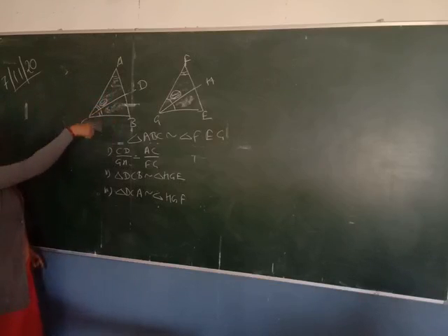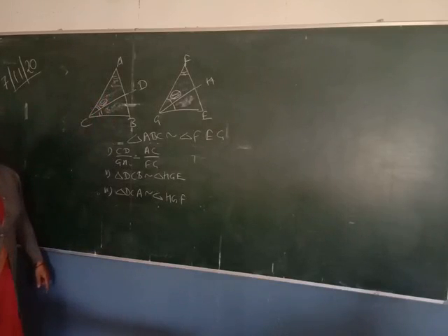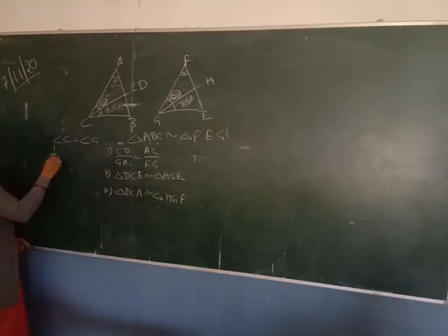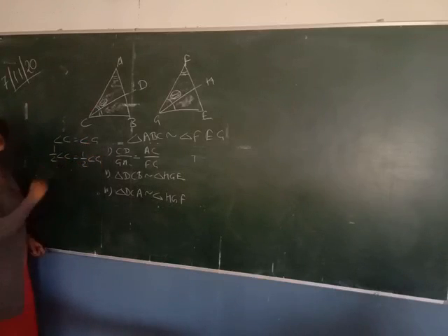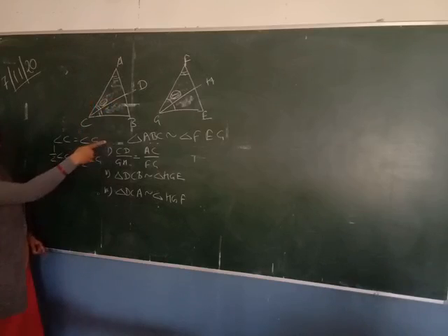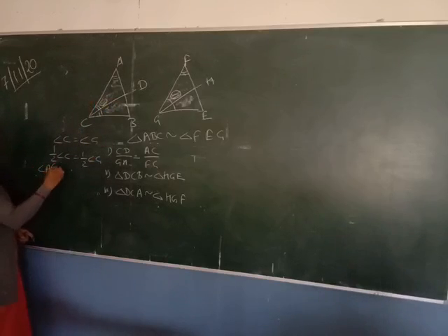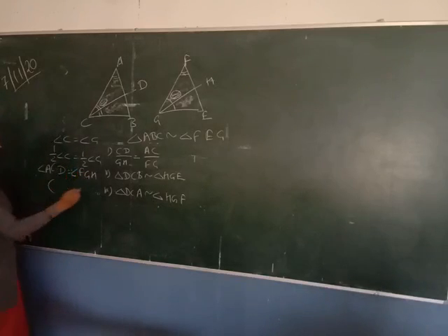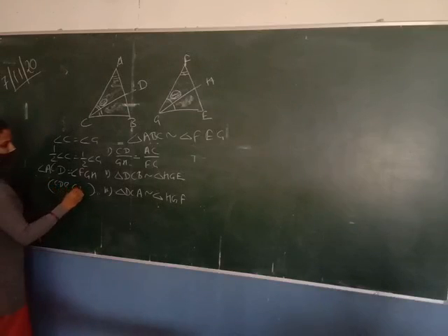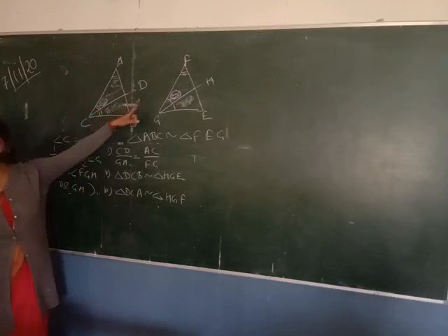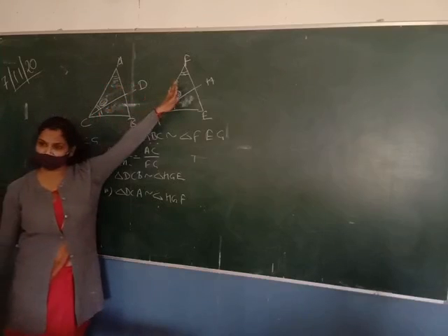Look here. Angle C is equal to angle G. We know that these large triangles are similar to each other. So half of angle C will be equal to half of angle G. Half of angle C can be this angle, because CD is the bisector of this angle. So we will write here that angle ACD is equal to angle FGH. In brackets we write that CD and GH are the bisectors of angle C and angle G respectively. That's why they are equal. And by angle similarity, these triangles will be similar to each other.